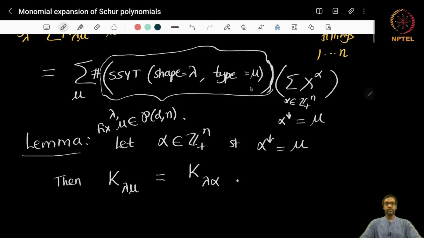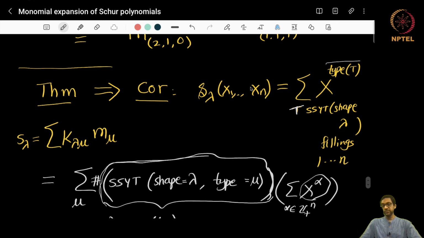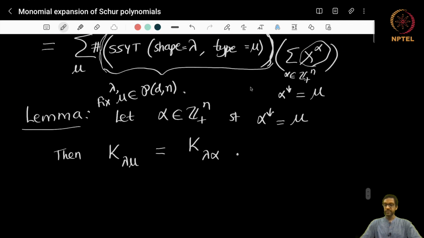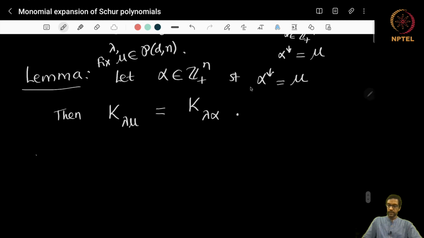established. Okay, because the theorem says that the coefficient you will get in front of x power alpha is also K lambda mu. But the corollary says that in front of x power alpha, the coefficient should actually be K lambda alpha, the number of semi-standard tableaux of shape lambda and type alpha. So the claim is that whether you take alpha or mu, the number of semi-standard tableaux is the same. Okay, and the proof is actually very simple.